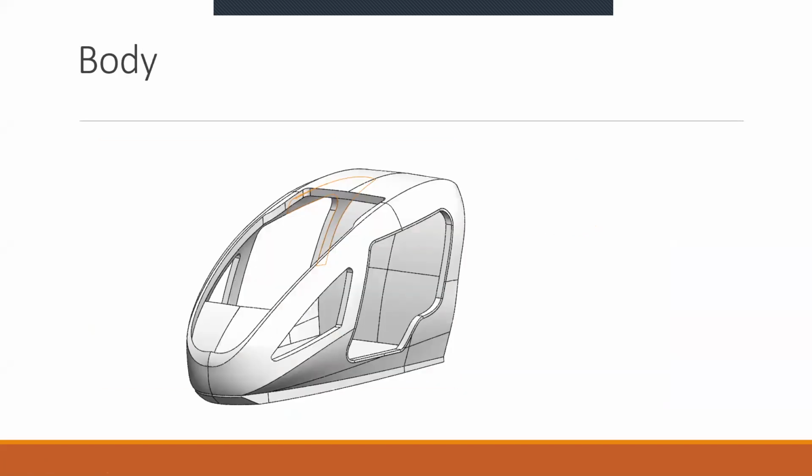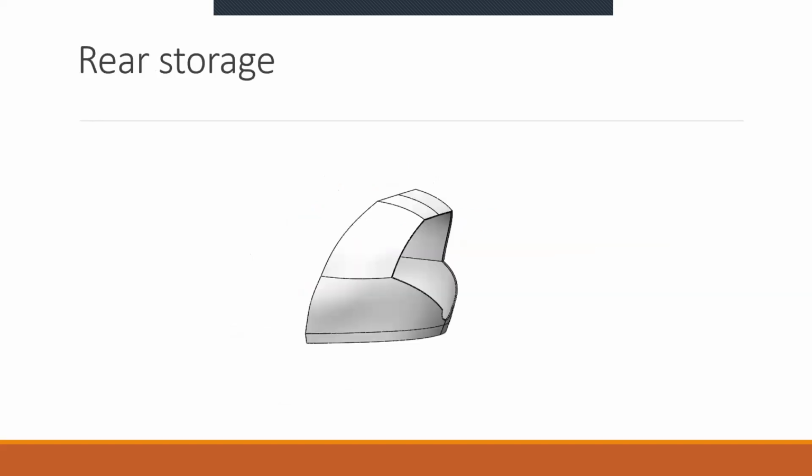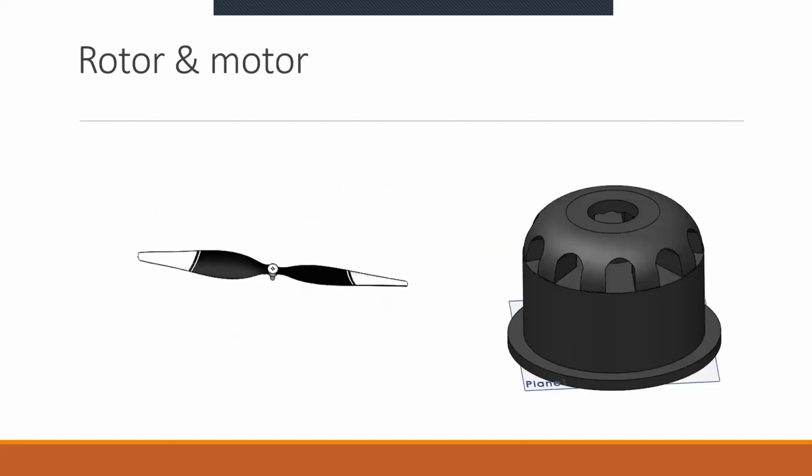This is the picture of the body of the drone. This is the chassis with the arms mounted on it. This is the rear storage. These are the doors and the side glasses for it. This is the motor and the rotor assembly.